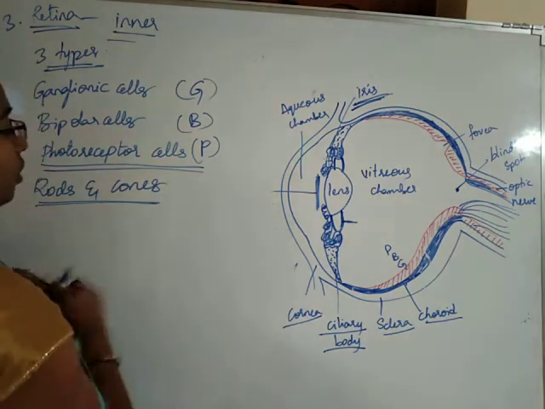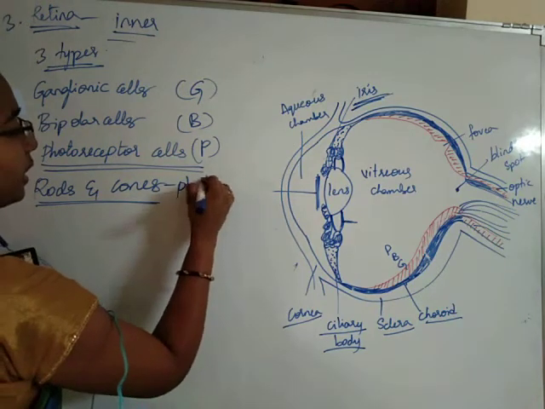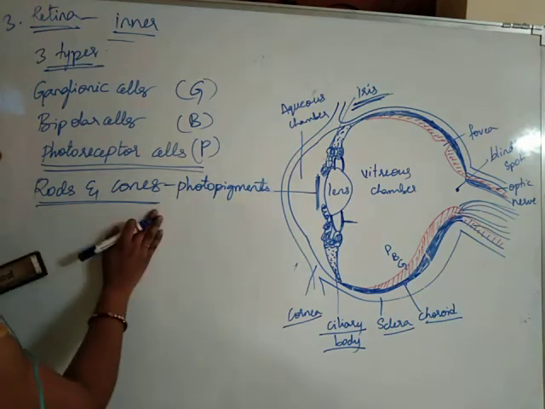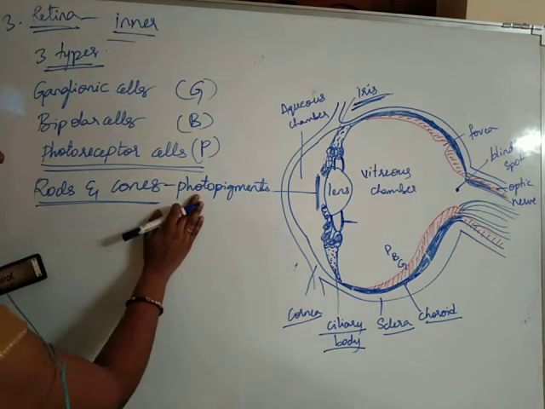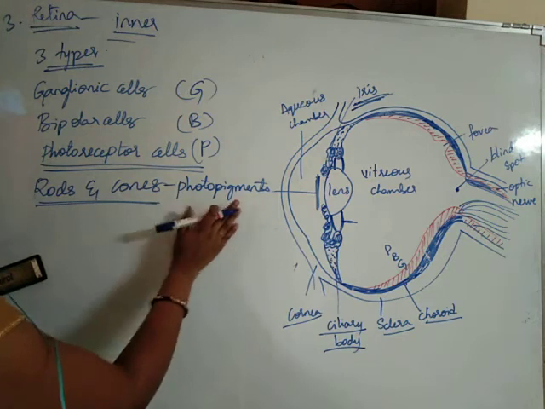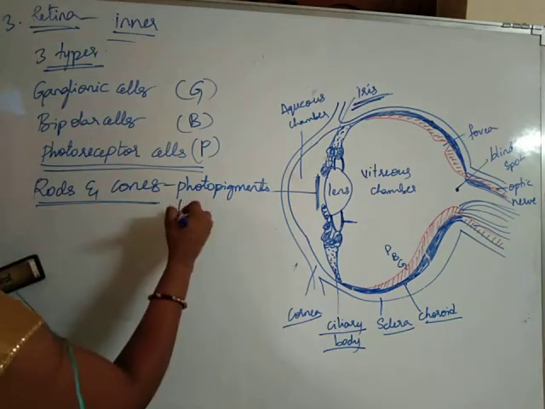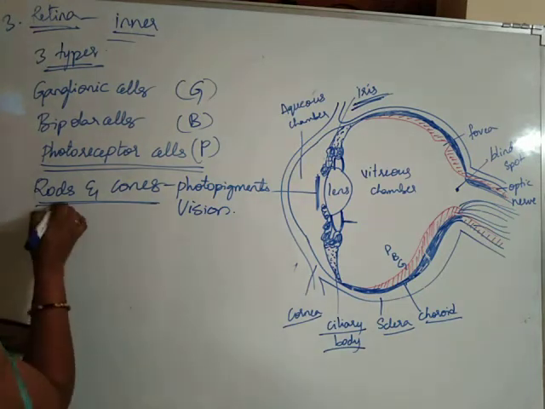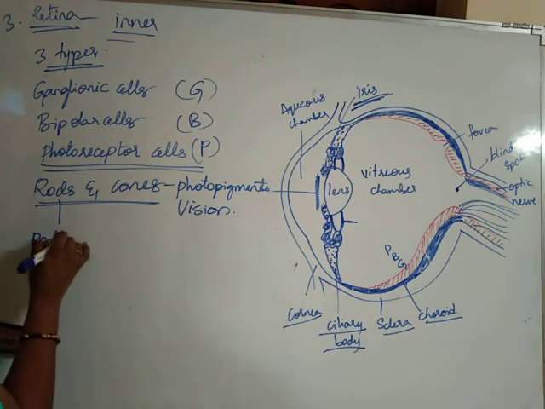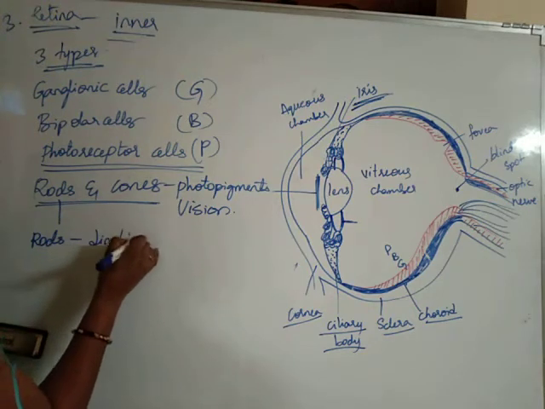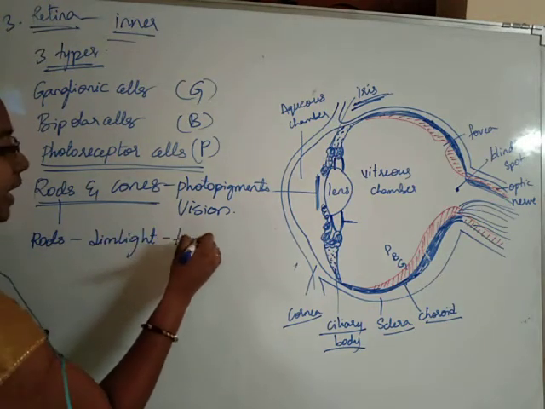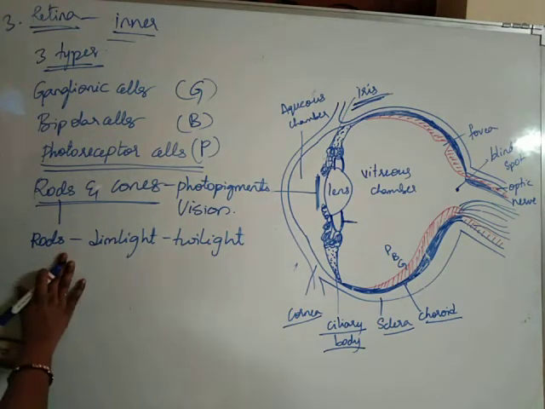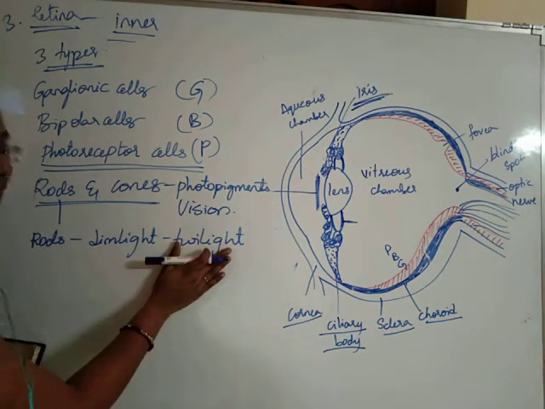They contain some photopigments. Rods and cones are the photoreceptor cells. They contain photopigments. That is why these rods and cones are involved in vision. Rods are involved in dim light vision or twilight vision.